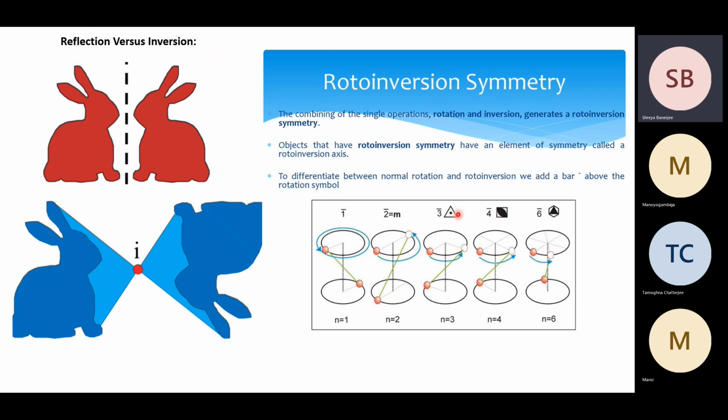Similarly, in a threefold roto-inversion axis, you will start here, rotate the point by 120 degrees to reach this position, and then invert it through the middle of the dotted line to reach this position. Similarly, you rotate 90 degrees and invert to get a fourfold roto-inversion, and similarly for sixfold. So roto-inversion is a combination of rotation followed by inversion.